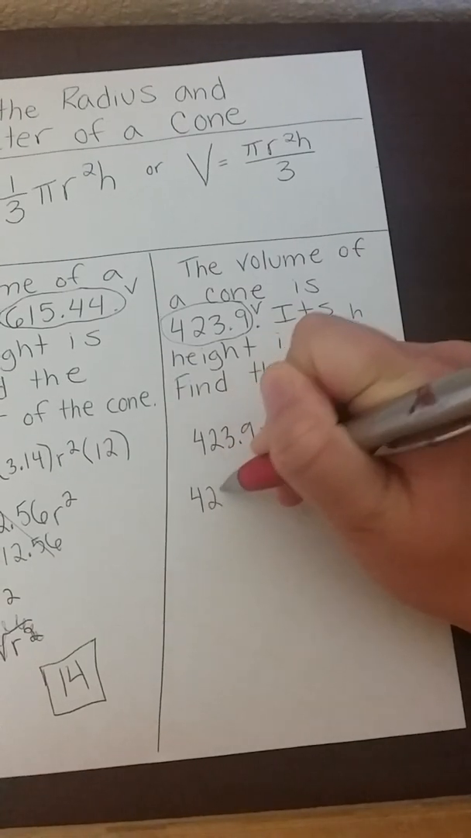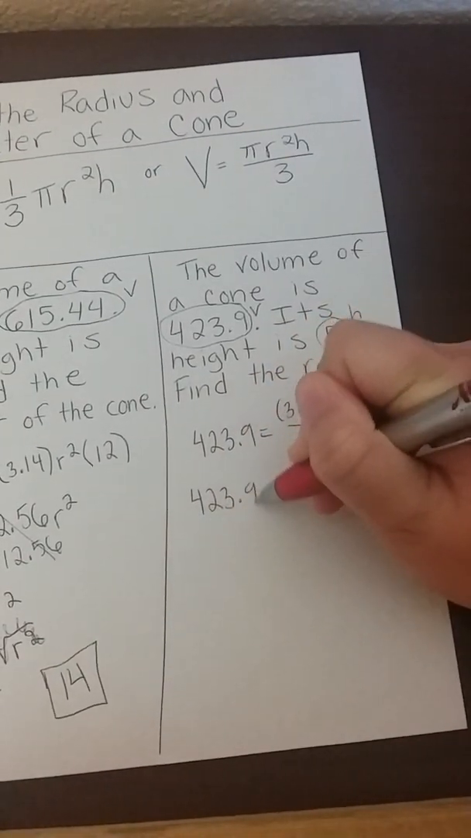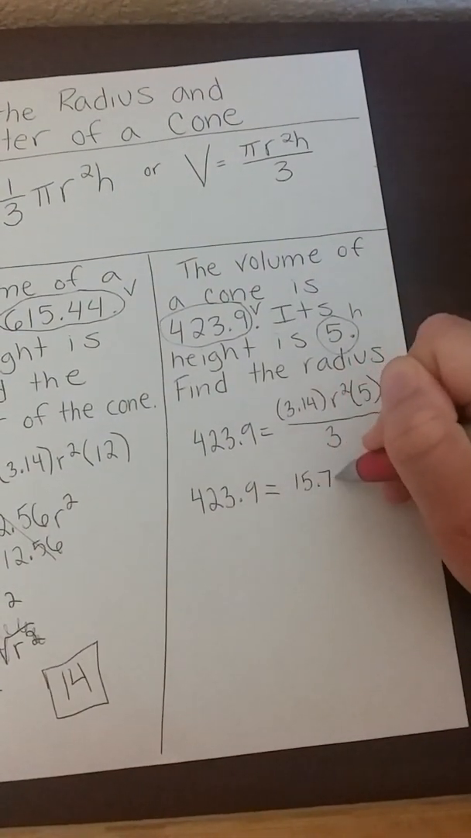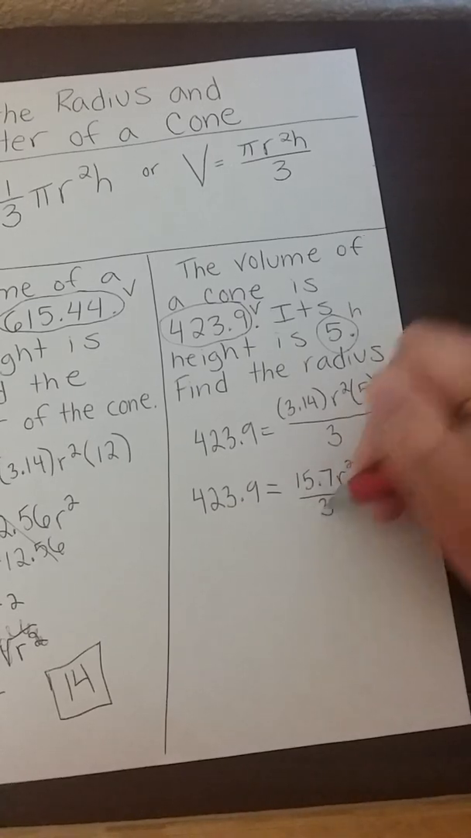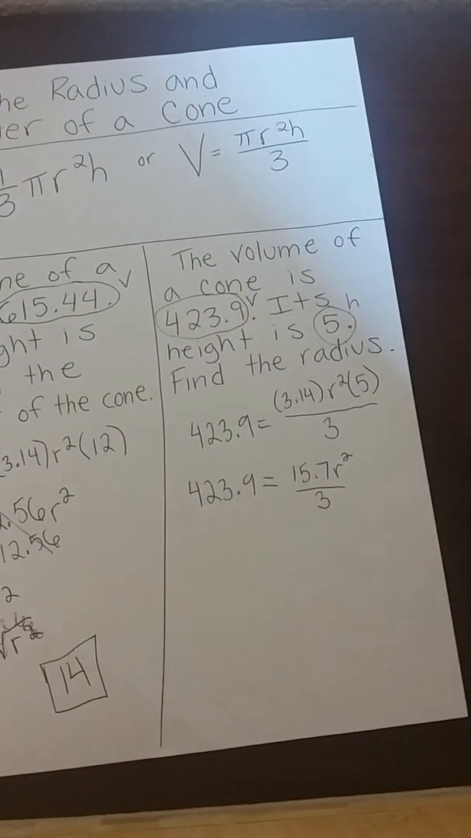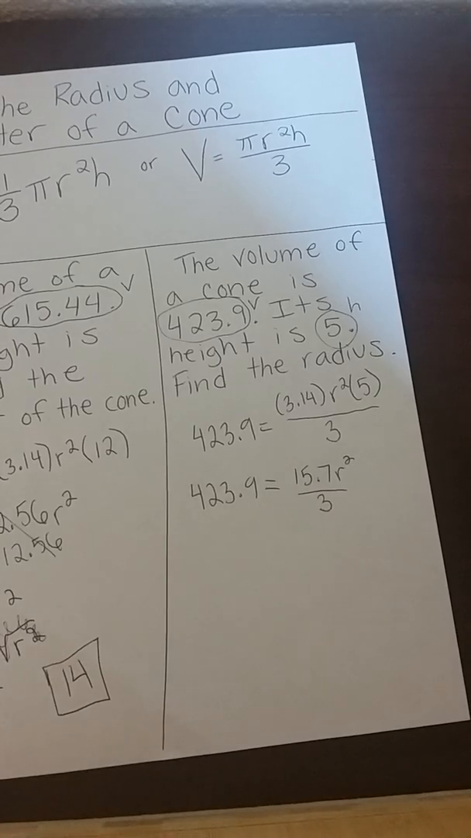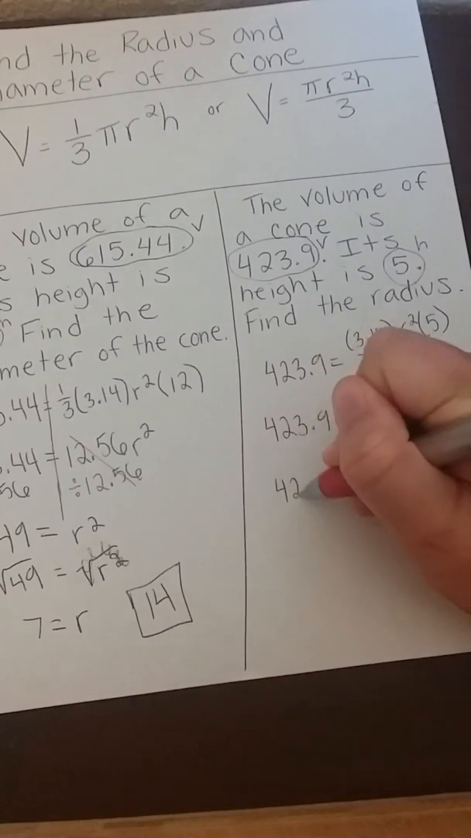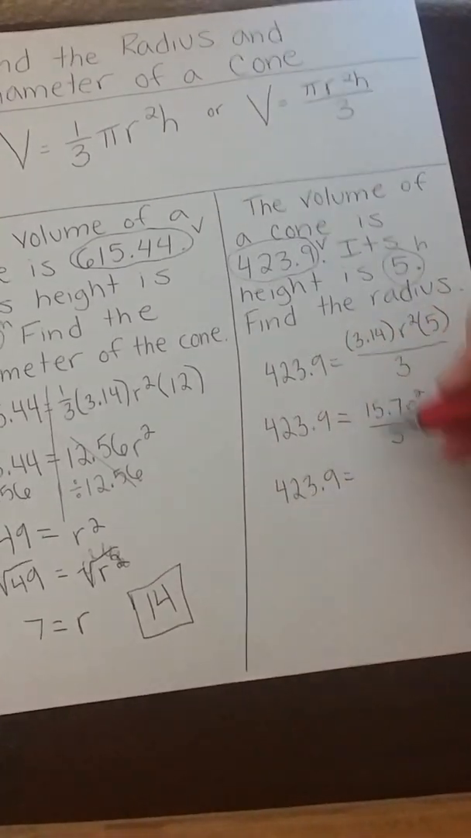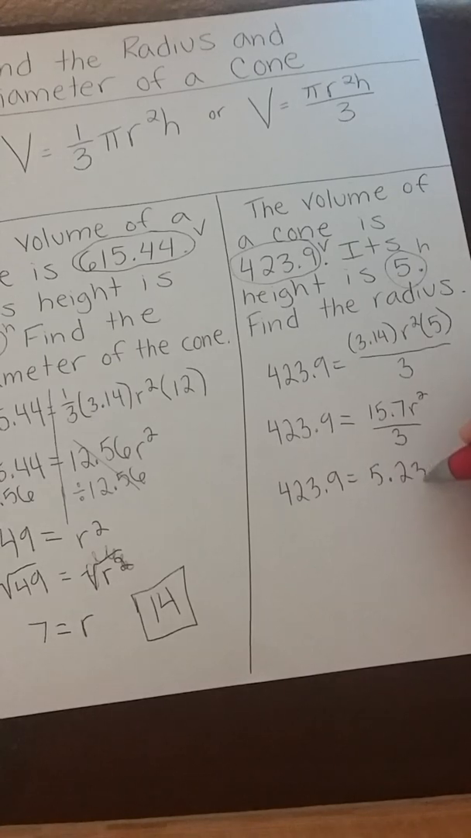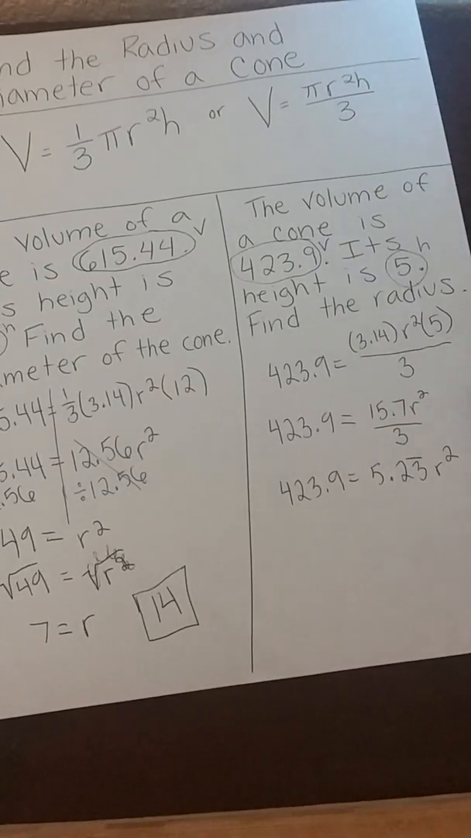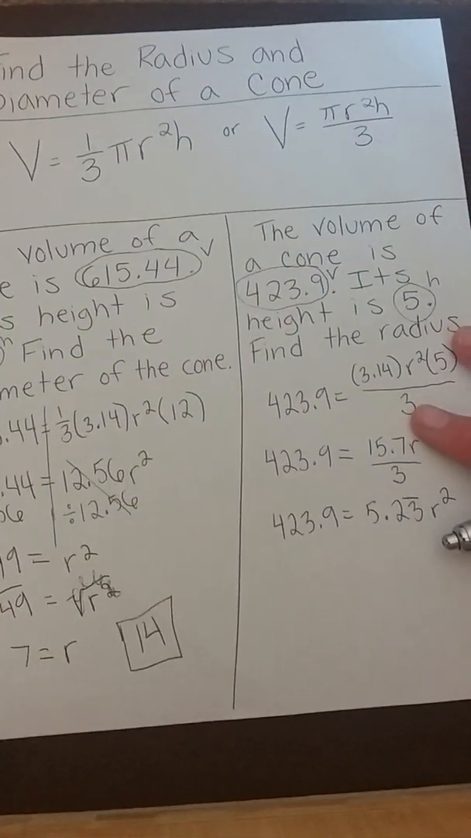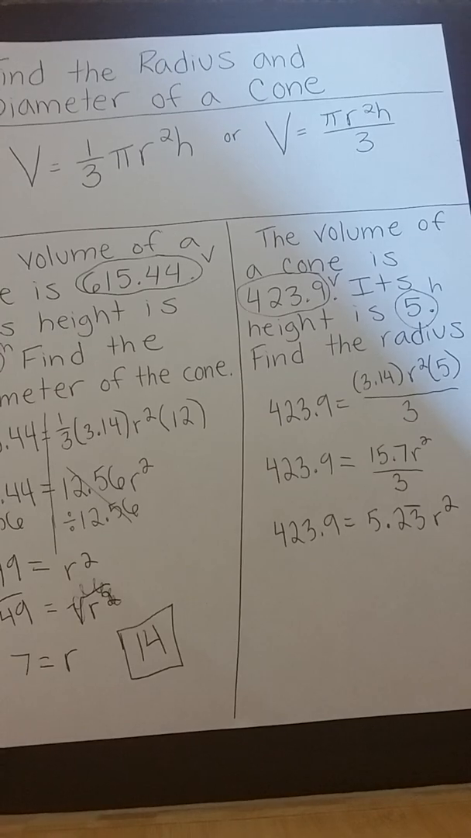So now I'm at 423.9 equals 15.7 r squared over 3. I'm going to divide 15.7 by 3. And I get 5.23 repeating. So I have 423.9 equals 5.23 repeating r squared. Okay, it's important that you keep that repeating sign. You can't just make it 5.23. You have to keep the repeating sign.